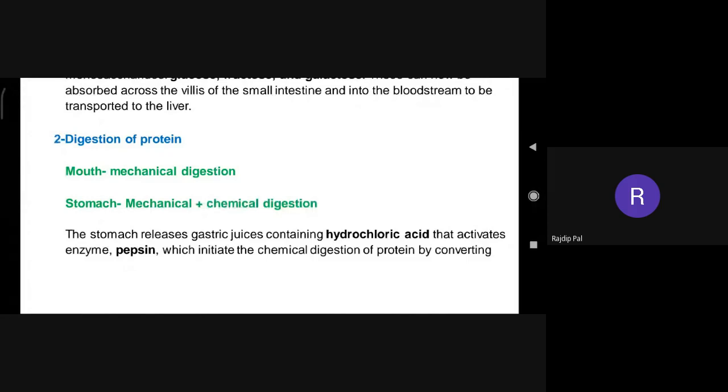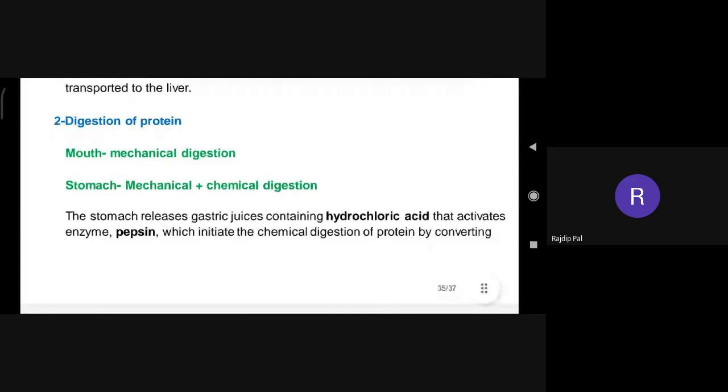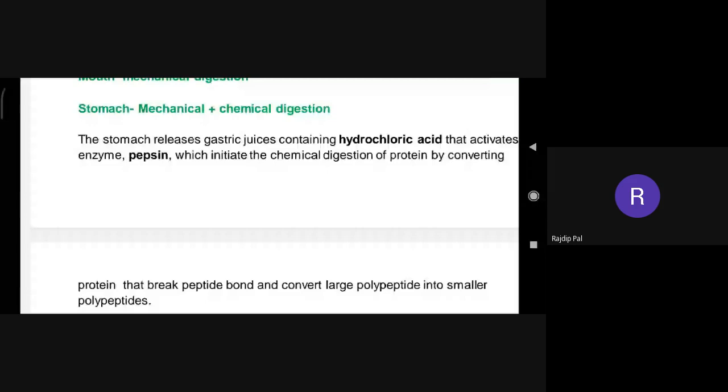Let's understand. The stomach releases gastric juices containing hydrochloric acid that activates the enzyme pepsin, which initiates the chemical digestion of protein by breaking peptide bonds and converting large polypeptides into smaller polypeptides. Okay, this pepsin in the stomach is breaking down protein, larger polypeptides into smaller polypeptides.